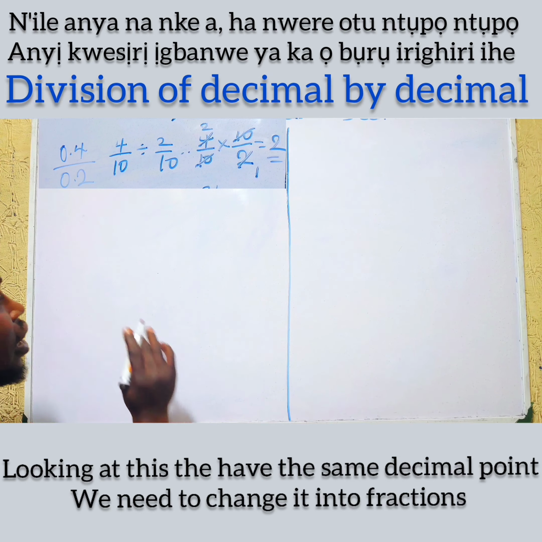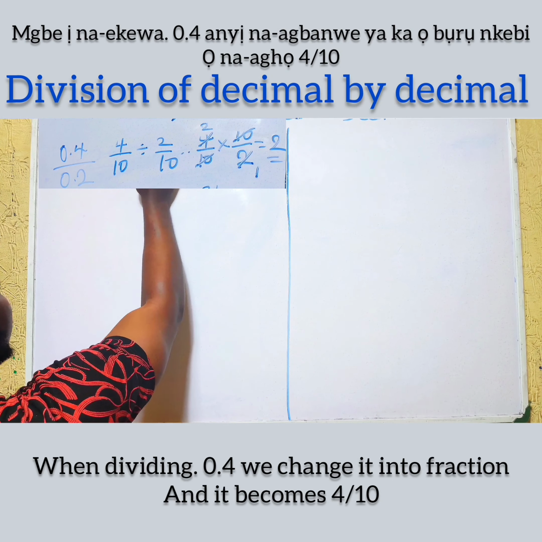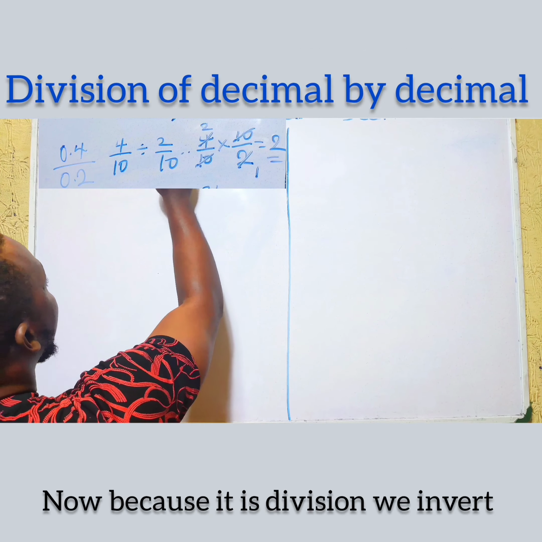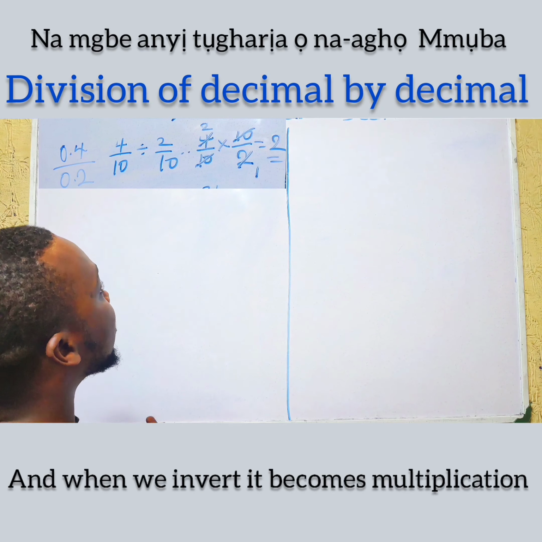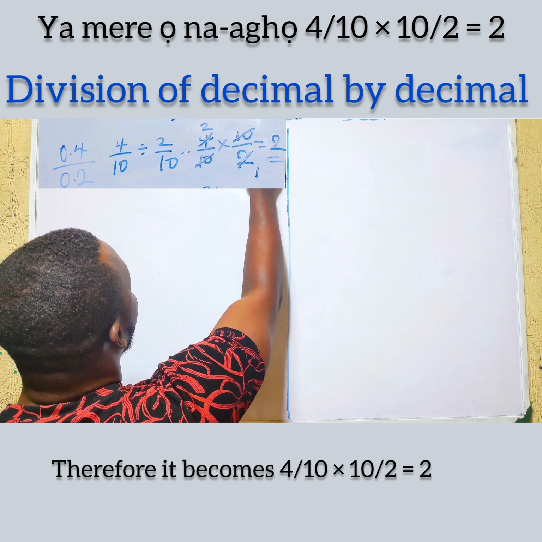Now we are going to change it into fraction when divided. Now 0.4 we change it into fraction, it's going to be 4 over 10. 0.2 we change into fraction, it's going to become 2 over 10. Now because it is division, we invert, and when we invert, it becomes multiplication. Therefore, it becomes 4 over 10 times 10 over 2.